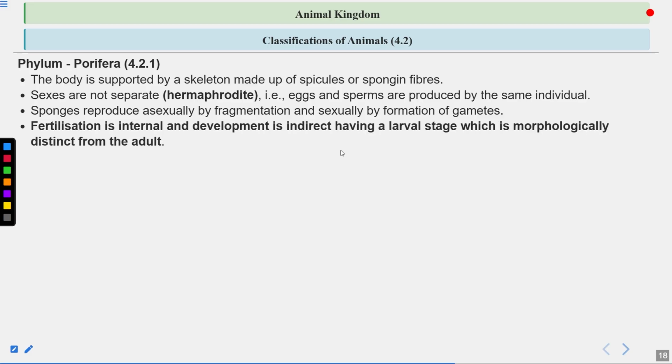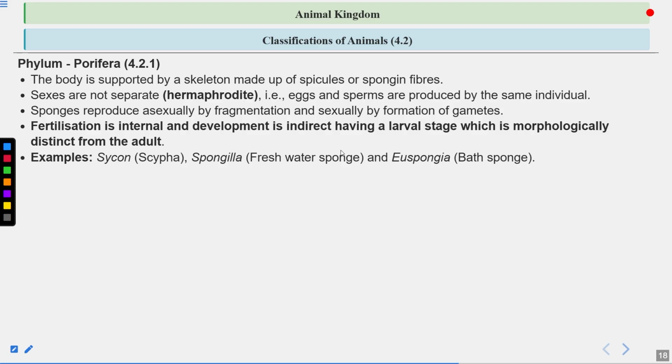Fertilization is internal, development is indirect. Indirect means there is a formation of larva, having a larval stage which is morphologically distinct from the adult. It doesn't look like the adult. It has a different look than the adulthood.